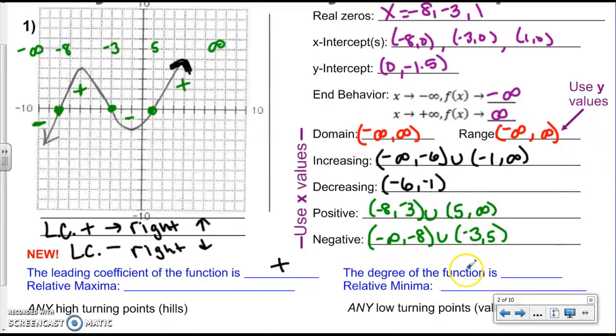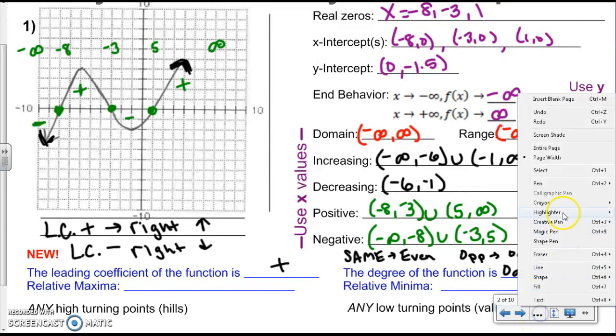Okay. The degree of the function is based on which direction, if you compare the directions that they're going, so both sides. If they're going the same direction, that means the degree is even. And if they are going opposite directions, that means the degree is odd. So notice my right side is going up, but my left side is going down. So they're going opposite directions. That means my degree is odd.